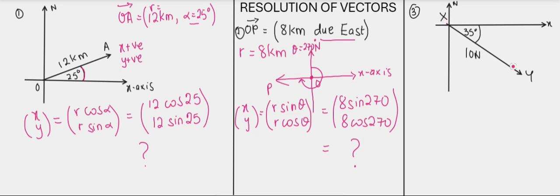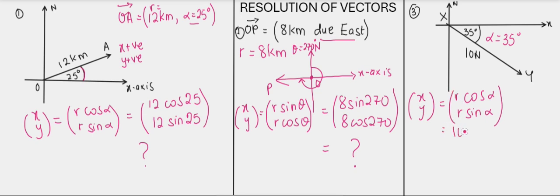Now let's take the last one. We have the vector xy, and we have an angle of 35 degrees, and that is our alpha, the angle the vector makes with the x-axis. So using our alpha formula, we are going to have r cos alpha, r sine alpha. R is 10 Newton and alpha is 35 degrees.